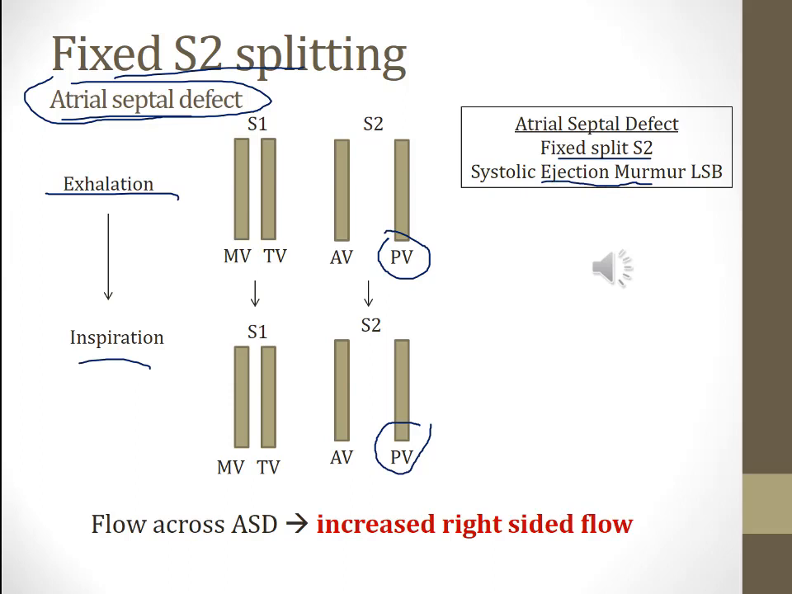And at the bottom of the screen, I've summarized the important points about flow across an ASD leads to increased right-sided flow. That's the cause of the fixed S2 split and also the cause of the systolic murmur. And I've got an example of a fixed split second heart sound, which I'll play for you now.